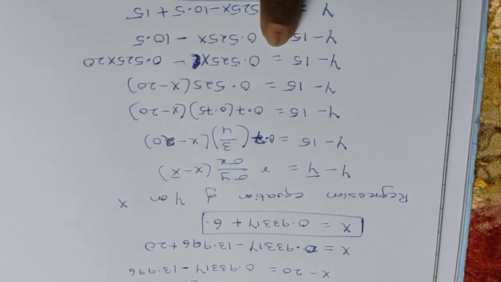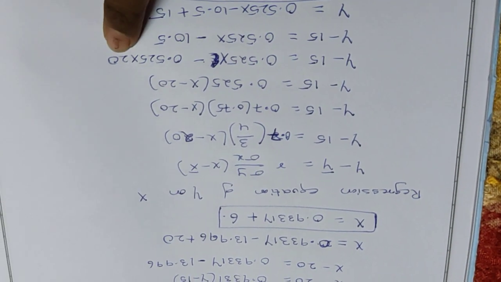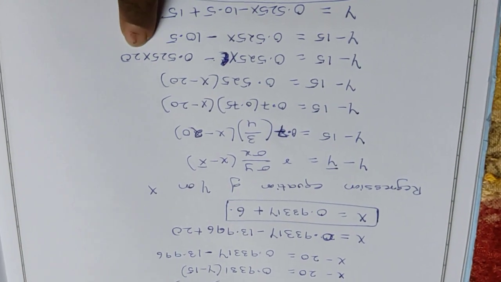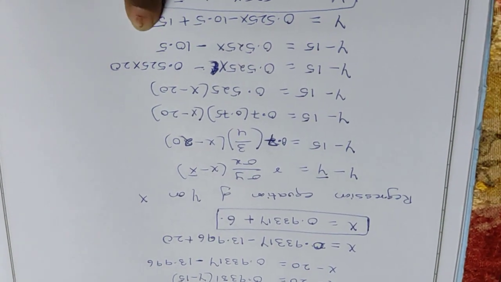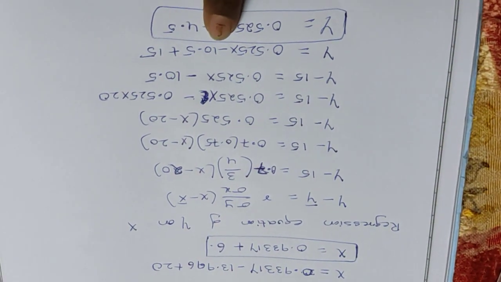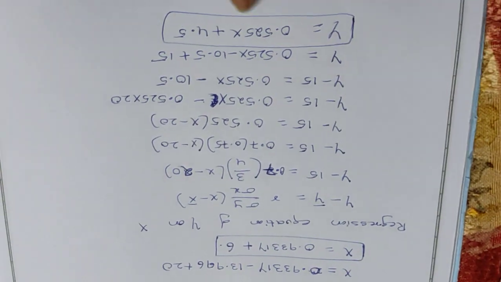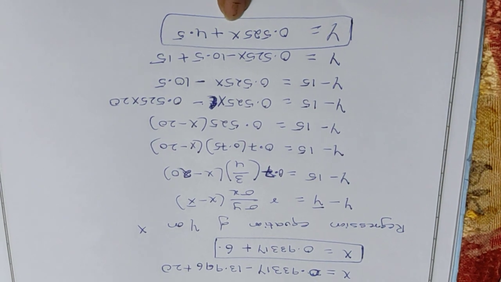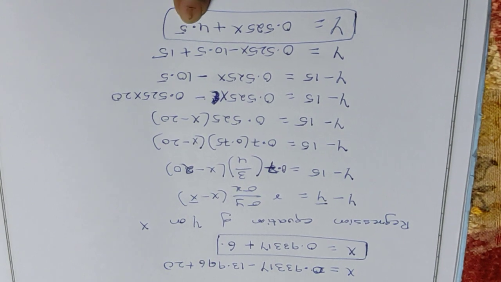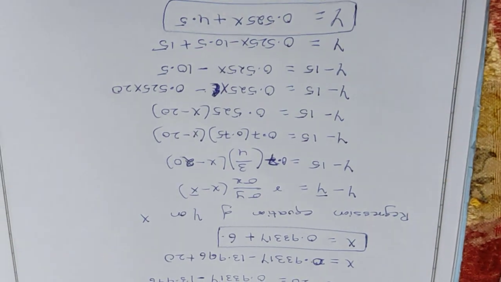Next, y minus 15 is equal to 0.525x minus 0.525 into 20. Now multiply it: 0.525 into 20 is 10.5. Now bring this 15 to this side. So y is equal to 0.525x minus 10.5 plus 15. Next, y is equal to 0.525x plus 15 minus 10.5, so it will be 4.5. Why? Because 15 minus 10.5 is 4.5. This is the second equation. Two equations we got here.